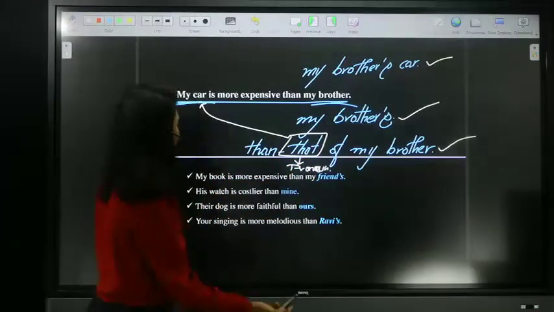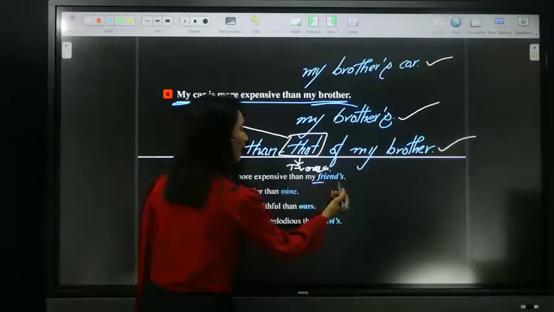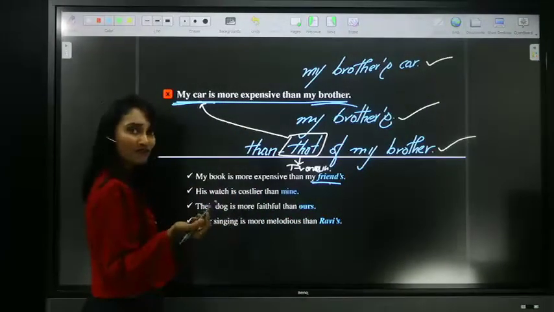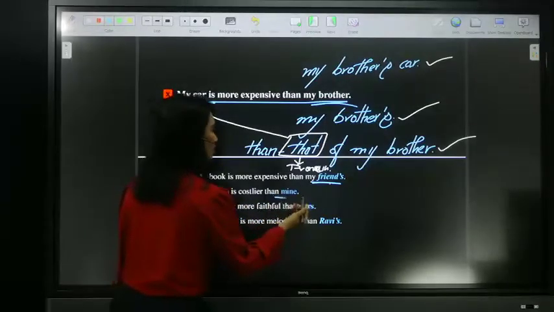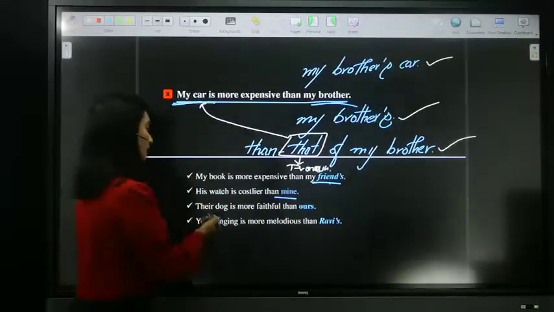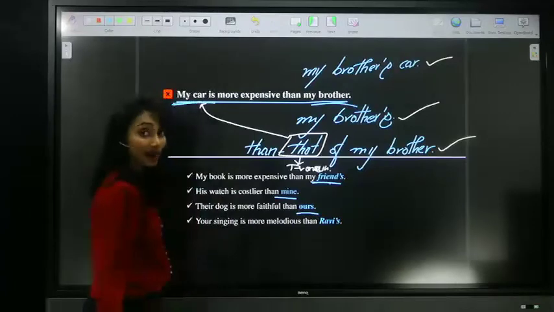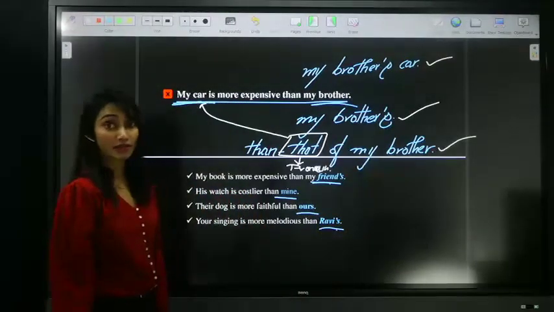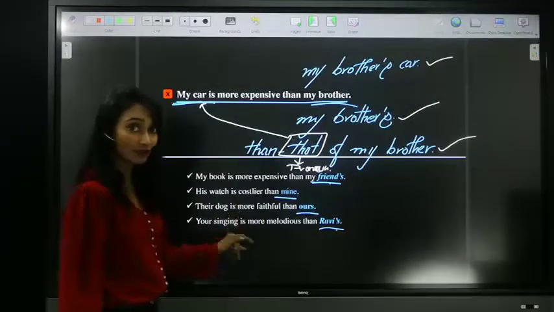Let's see some examples. My book is more expensive than my friend's, or than that of my friend. His watch is costlier than mine. Their dog is more faithful than ours. Your singing is more melodious than Ravi's. I hope it is clear to you. Let's see the next.